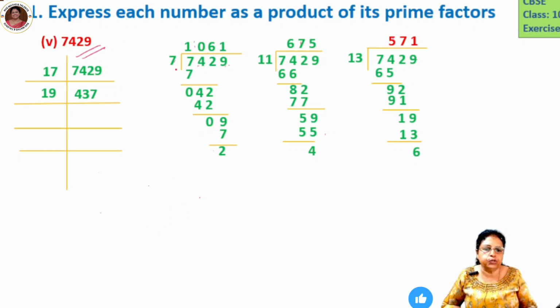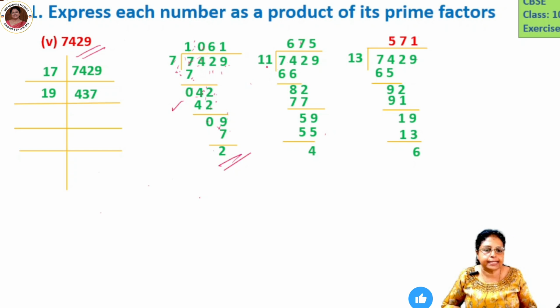So 7429. If you divide by 7, 7 ones are 7 here. Then 4. 7 is not going in 4, so here you put 0. You take 2 down. Then 42. Then 6 sevens are 42 here. Then it's 0. Then 9 comes down. 7 ones are 7. Then remainder is 2. So it's not divisible. Okay.